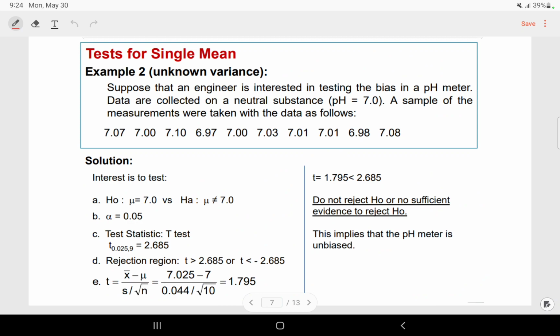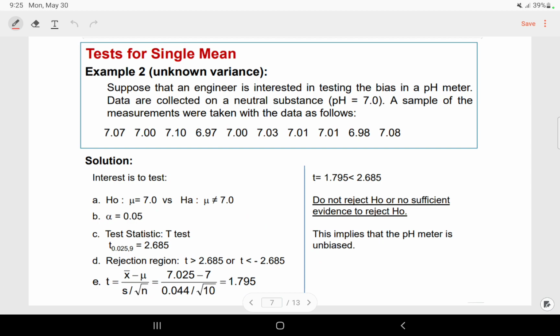Second example. Suppose that an engineer is interested in testing the bias in a pH meter. So, gusto nyo malaman kung may bias yung pH meter. The pH meter is trying to measure the pH balance in certain substances. So, usually, the neutral substance has a pH level of 7.0. So, gusto nating malaman kung ito bang pH meter natin is hindi siya bias. Ibig sabihin, hindi siya bumababa or hindi siya tumataas dun sa specific value. So from there, makikita mo na yung null and alternative hypothesis.